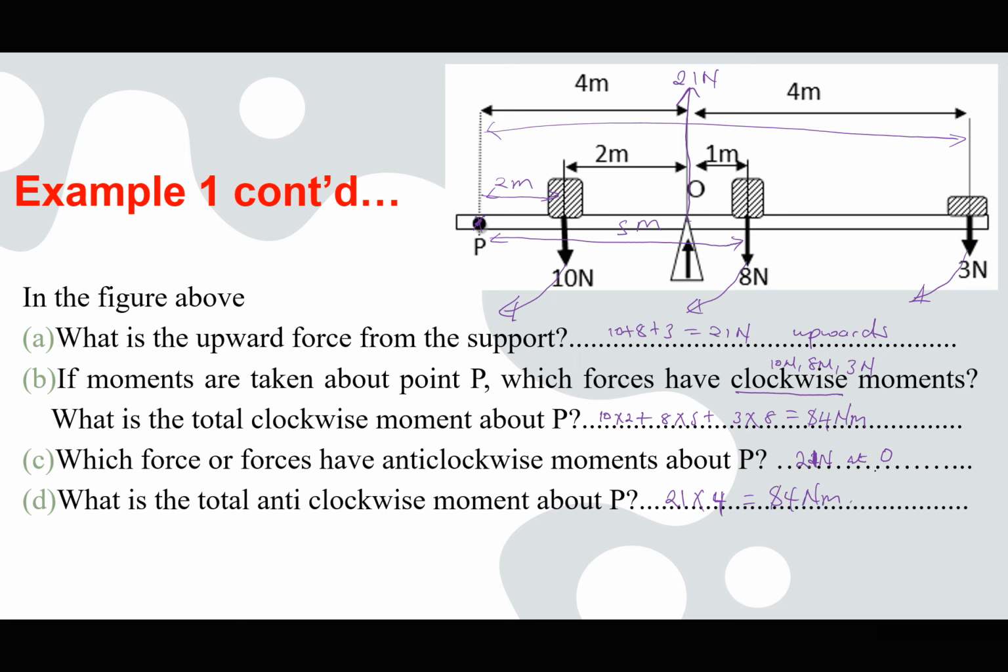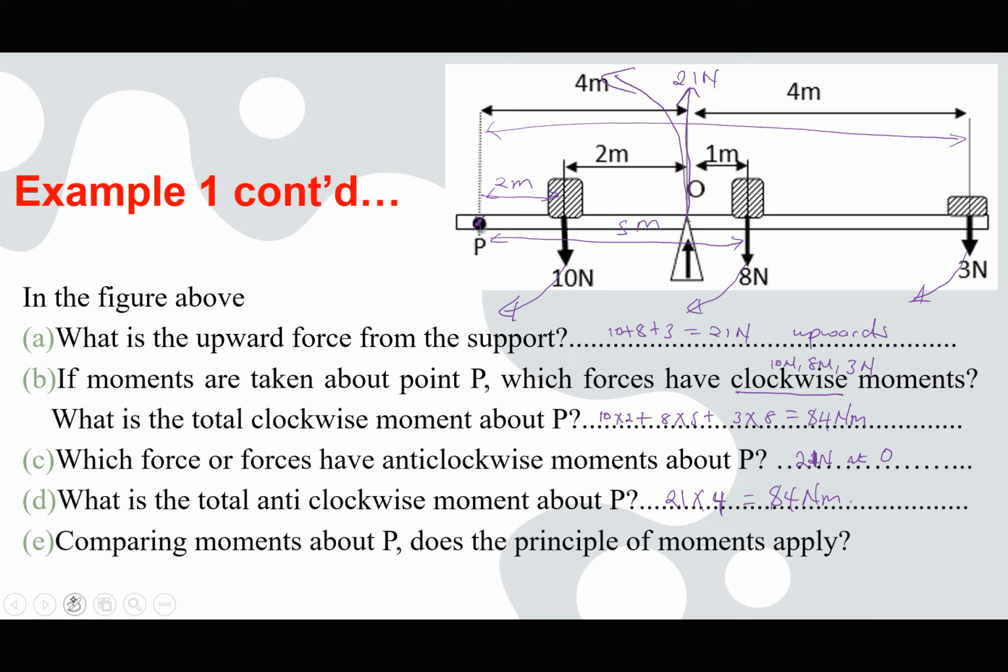So that is the total anti-clockwise moment. The only force acting anti-clockwise is the one at the pivot, which is going to pull the beam in that direction. Comparing moments about P, does the principle of moments apply? Of course, yes. The principle of moments applies. They are equal. The principle of moments applies because the sum of clockwise moments is equal to the sum of anti-clockwise moments. So that is the principle of moments.